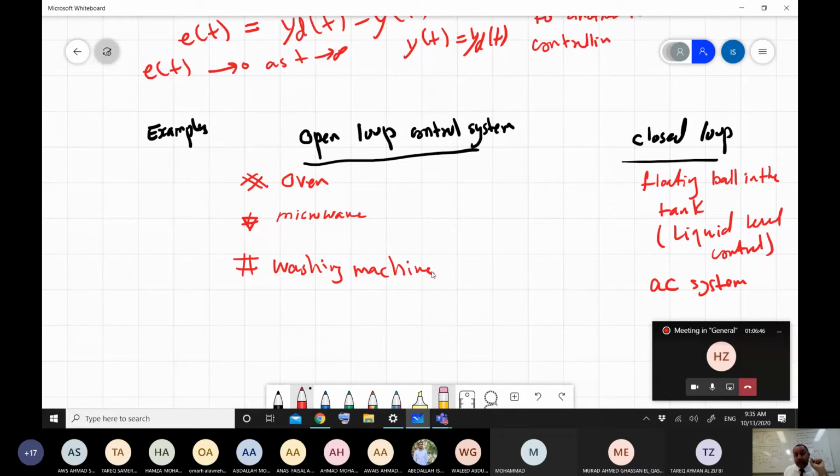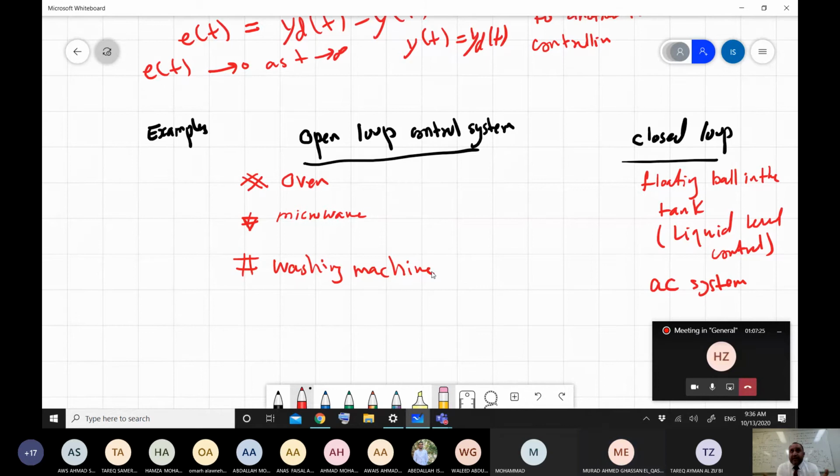Why? Because the objective is what? The objective of the washing machine is cleaning clothes, cleaning the dirt from the clothes, correct? Which means that, are you 100% sure after ending the course that your clothes will be clean in a stage that is satisfying you? No, sometimes you will repeat it 2 times. So this is also an example for an open loop.